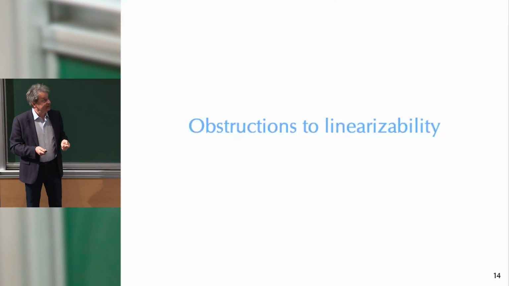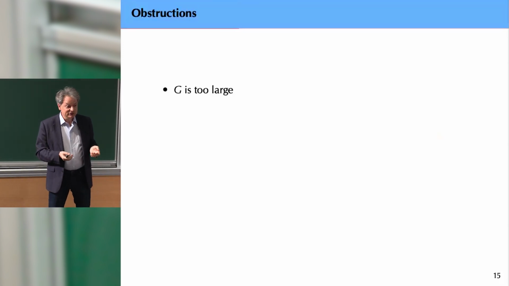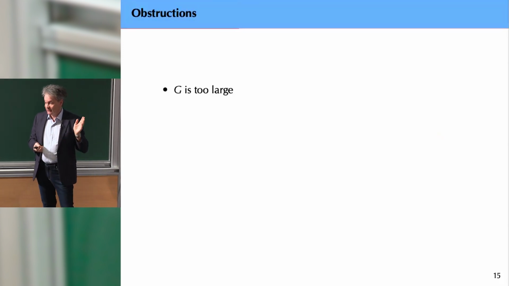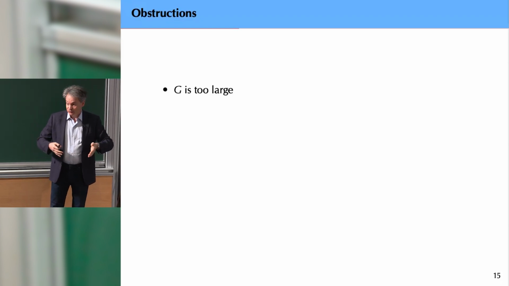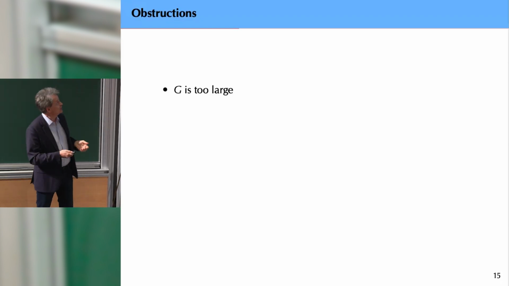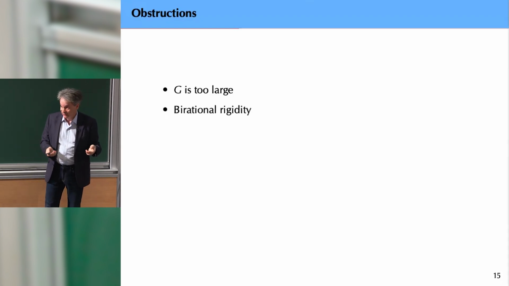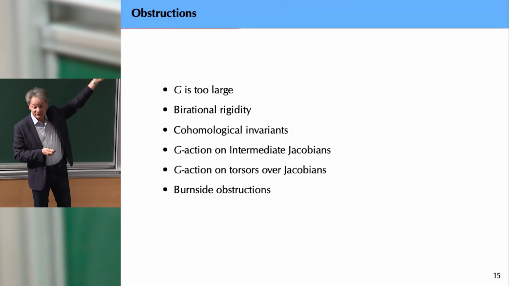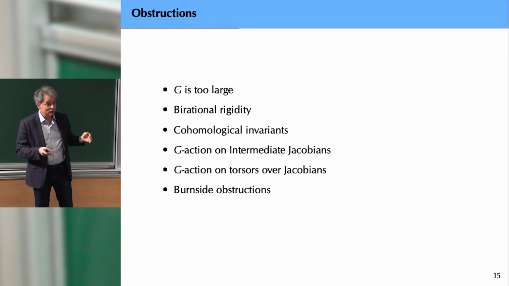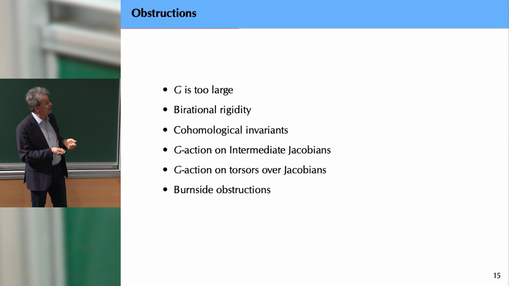When Manin worked on these cubic surfaces, the main tool, the main obstruction that he studied was this H1 of G acting on Picard. But of course, if you go to higher dimensions, more and more things emerge. And so I want to give you some kind of overview as to what kind of obstructions we have in this theory, obstructions to linearizability. Well, of course, the group G could be too large, and I'll explain in detail what it means.